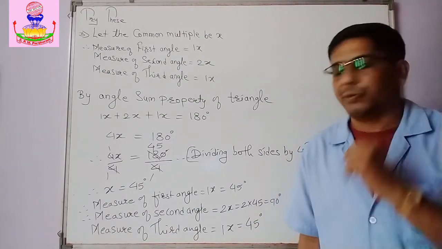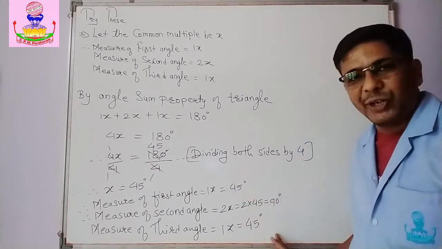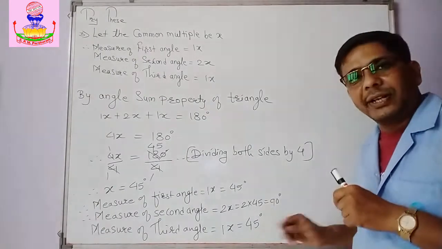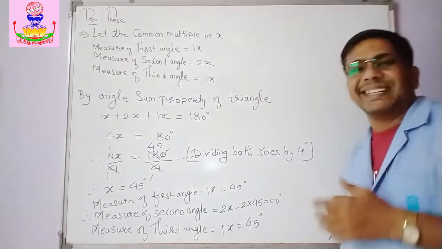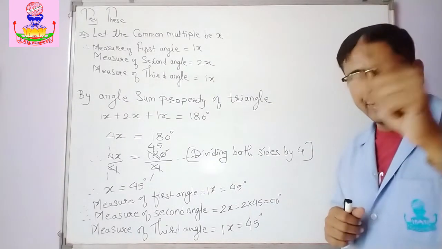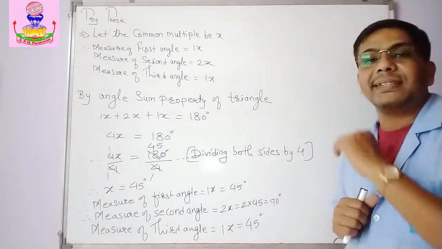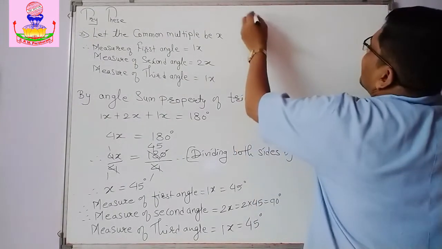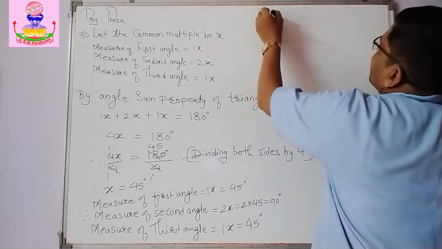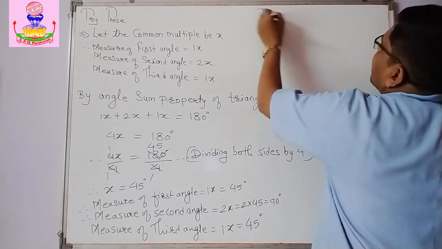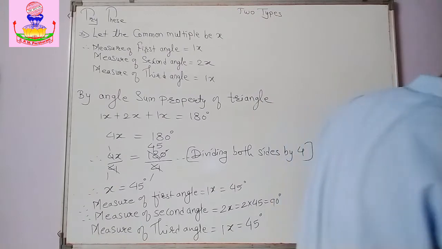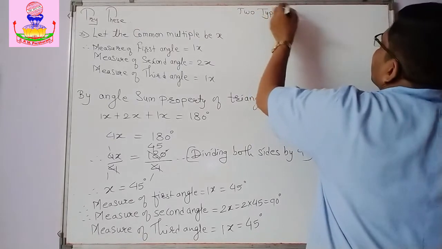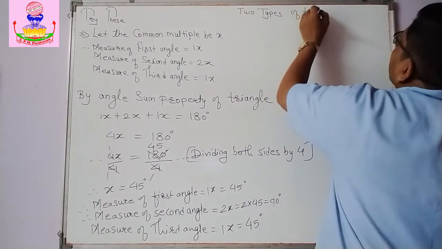Now, our question does not end here. What they say is, classify the triangle in two different ways. Now you see this, two angles are congruent, right? Isosceles triangle, and one angle is 90 degrees, so isosceles right angle triangle. So first, it is an isosceles triangle. Second, it is a right angle triangle. Do you get it? Okay. So I can say here, two different types of triangles.